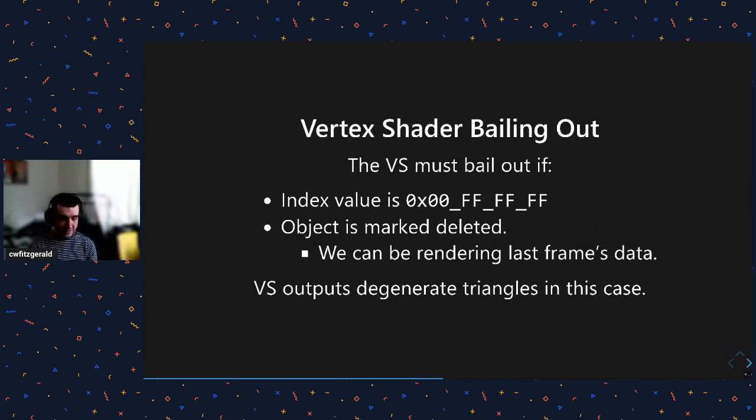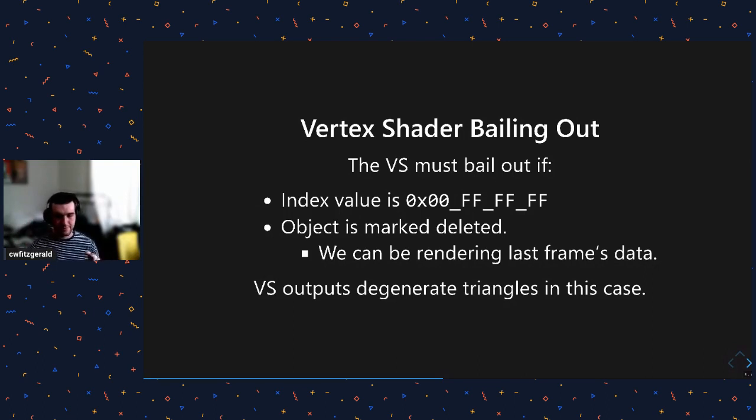So the vertex shader actually sometimes gets told to render invalid geometry. For example, it gets told to render when an index value is this trap value we've specified. Sometimes an object is deleted, and we need to not render it. Remember, the majority of the frame is rendered by drawing last frame's culling results. An object could get deleted in that frame, so we need to make sure we're not showing it this frame. So we check on the object.